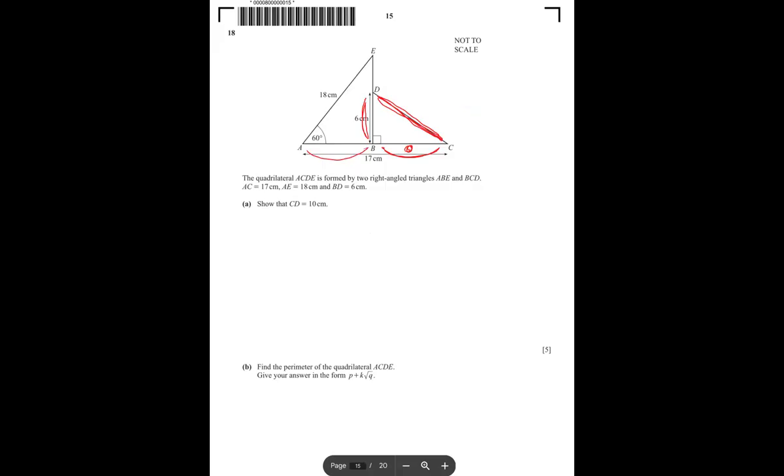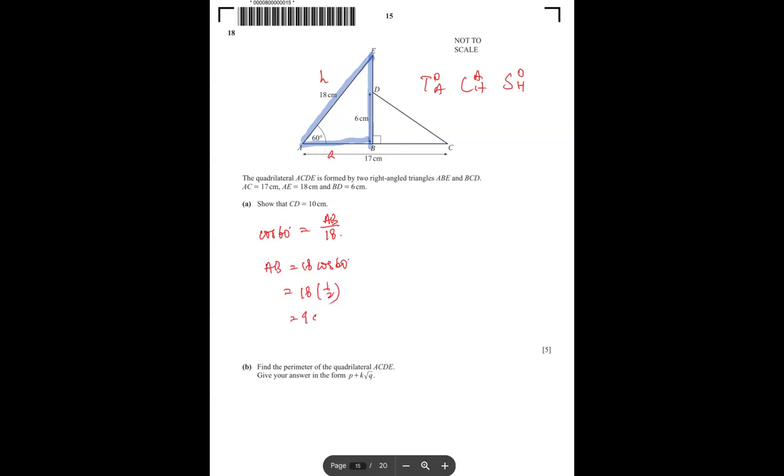Okay, so to find the length of AB, I need to use trigo. Okay, I have the hypotenuse. Let me just redraw this. Take a look at this right angle triangle here. I have the hypotenuse. I need to find the adjacent. Again, if you all don't memorize this, GG. Okay, cosine 60 is AB over 18. So AB is 18 times cosine 60. Cosine 60 is half. Need to memorize, so it's 9 cm.